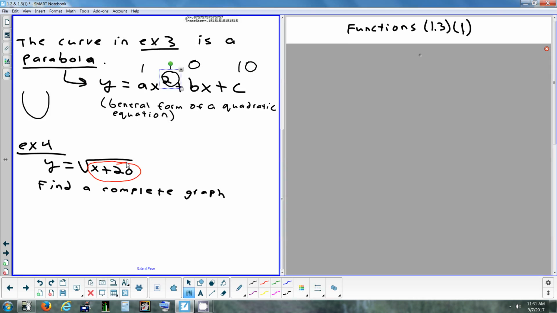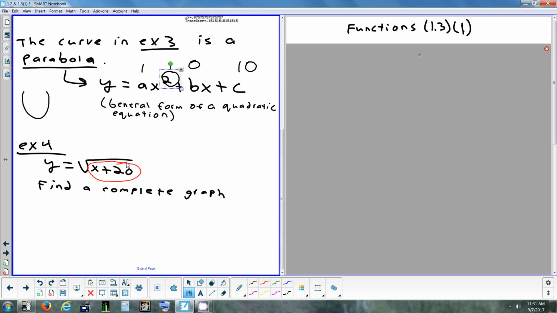So can anybody tell me what they think the smallest x value would be that you could plug in? Like you couldn't do negative 100, because negative 100 plus 20 is only negative 80. It's got to be at least 0 or higher. Negative 20. Yeah, negative 20 is the smallest value you could plug in for x. If you go negative 21, that's too small. Okay? You're going to take the square root of a negative. So negative 20 is the smallest x value. Any question on that?